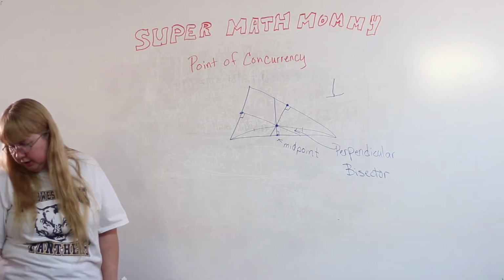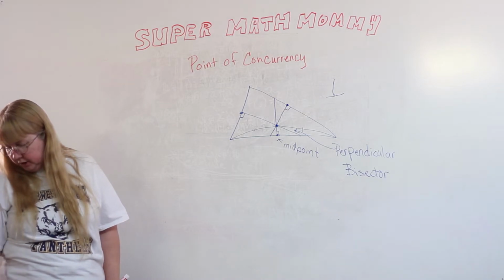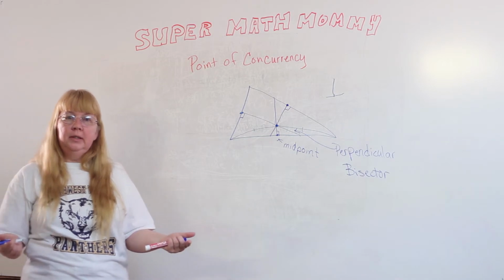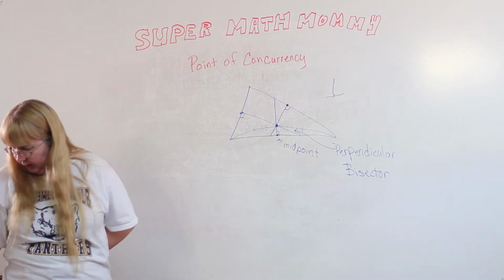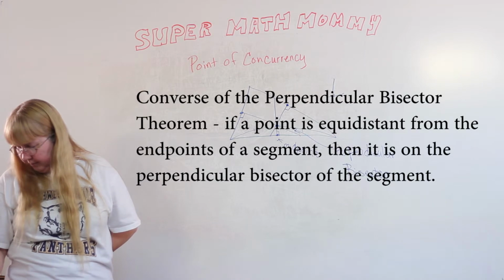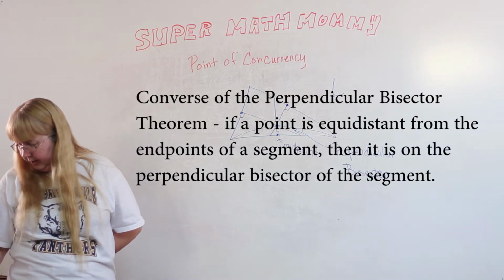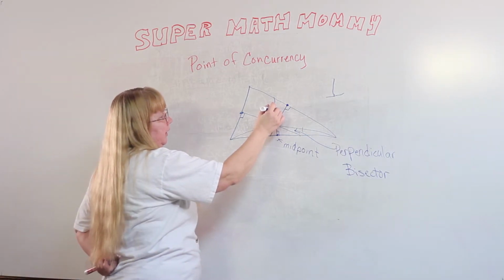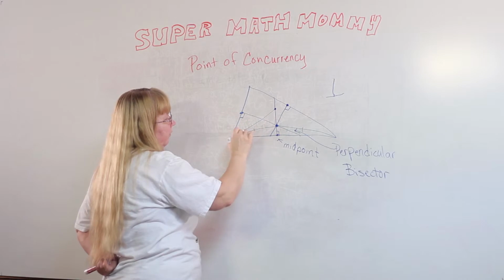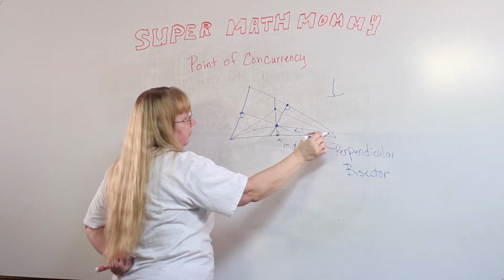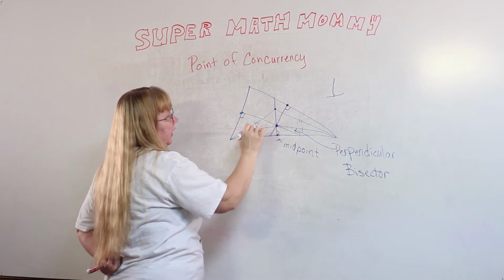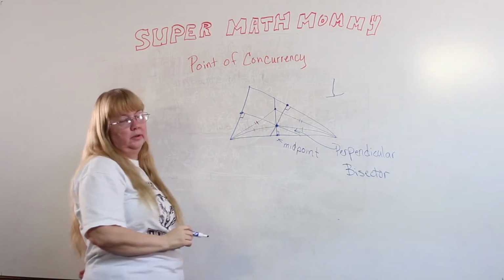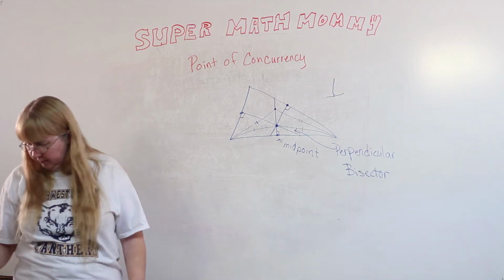The next theorem, which is the converse of the perpendicular bisector theorem, and remember, converse just means the opposite. So in a plane, if a point is equidistant from the endpoints of a segment, then it is on a perpendicular bisector. So if I have a point anywhere on this line and I go to the endpoints of the segment and these are congruent lines, then it's on a perpendicular bisector. By definition, I would know that's a perpendicular bisector.